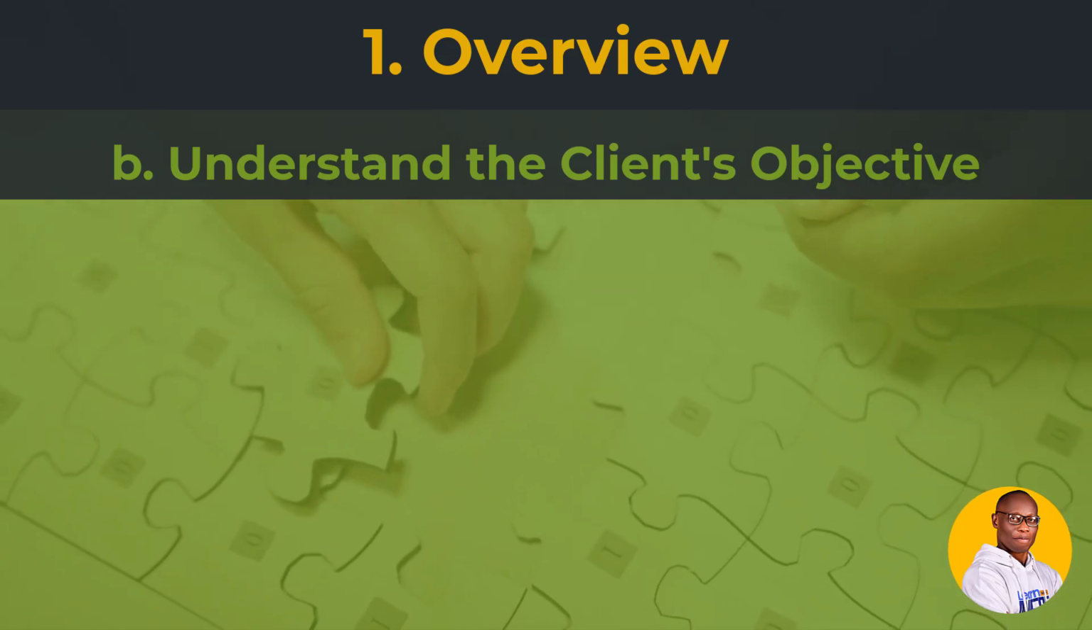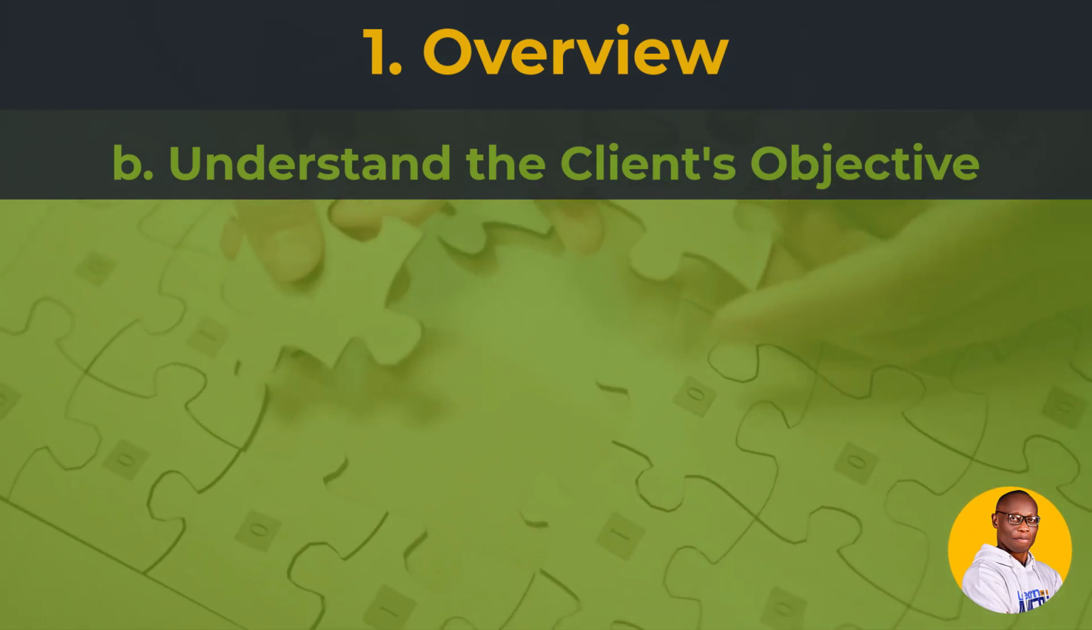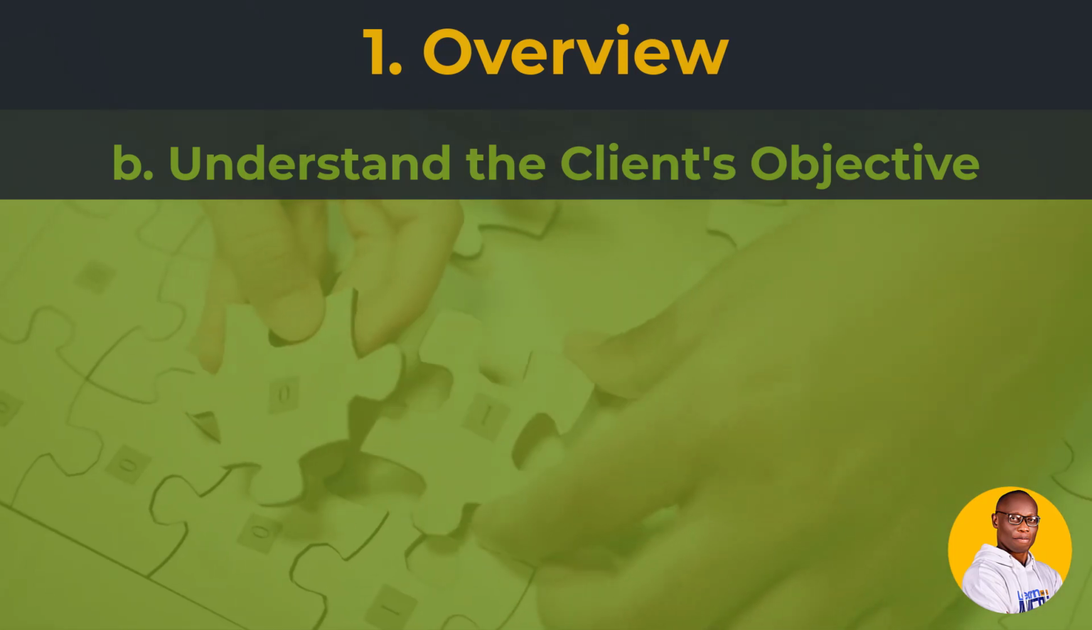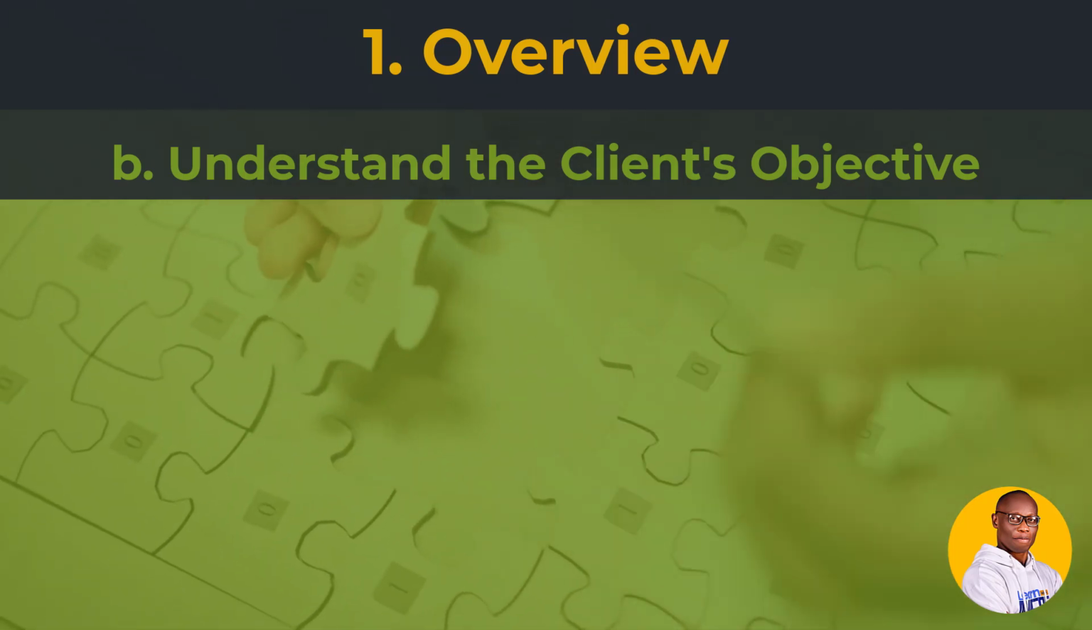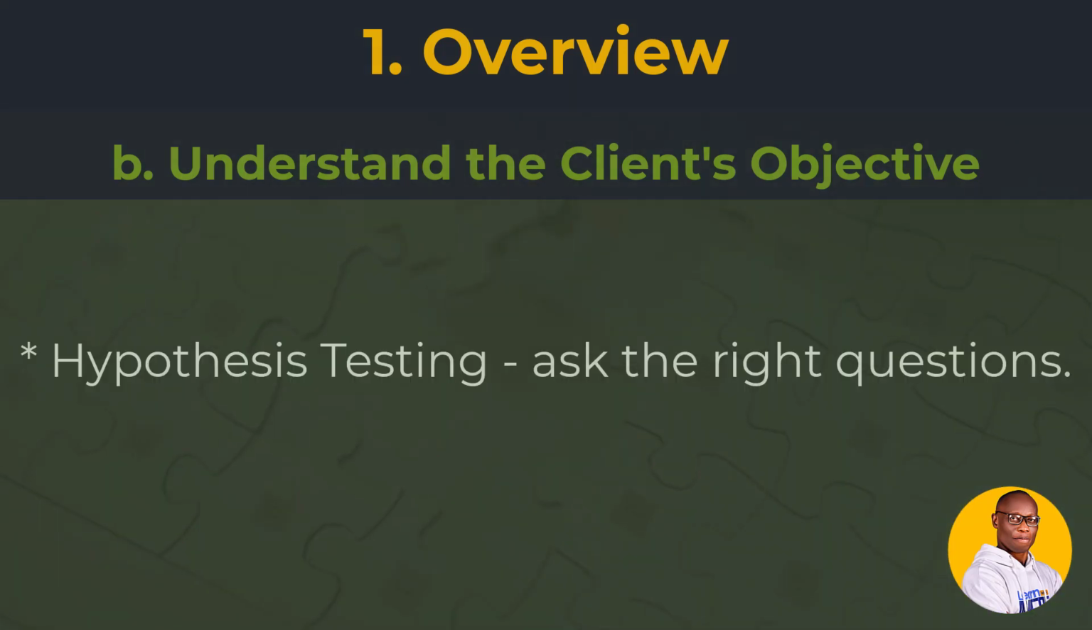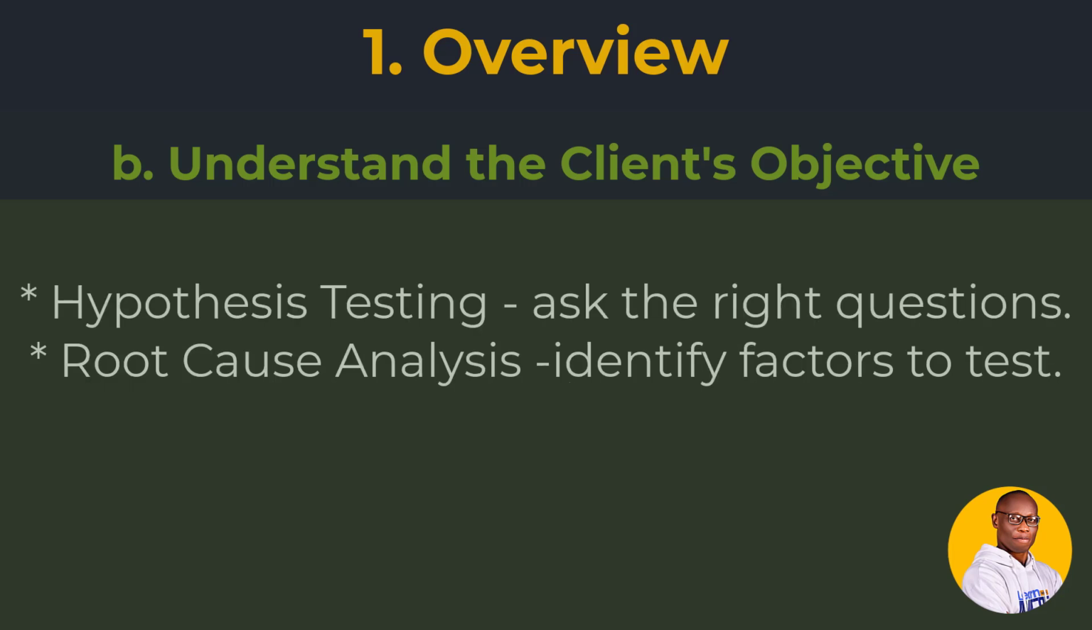Second part is you need to define the client's objective. The client's problem is your starting point. Think of it as a mystery to solve. Here's how you can approach it. Number one, you need to ask the right questions. This is your hypothesis. For example, why are sales dropping? While this may be the question from the project manager or the business owner, for the data analyst, we need to now get into step 2, which is to figure out how to test this hypothesis. What could be causing the issue? What are the factors responsible for the drop in sales? Maybe pricing, marketing, or competition.